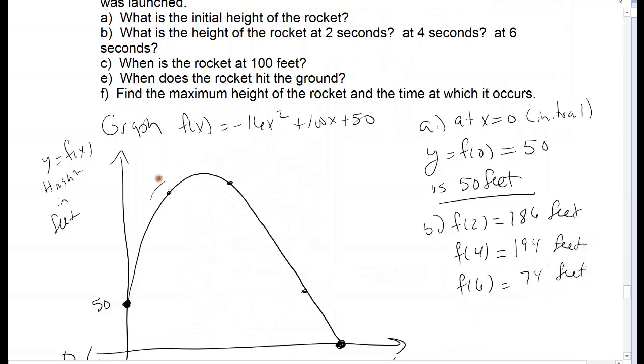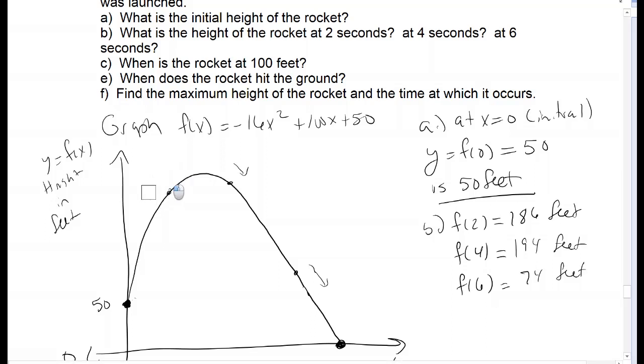So at 2 seconds, it's still moving up. But by the time 4 seconds went by, it was higher than at 2 seconds, but now it's on its way down. 6 seconds later, it was way on its way down. It was only 74 feet, a little bit higher than what I have it drawn because 50 is there. Alright, so 2 seconds, it was 186 feet. 4 seconds, it was 194 feet. 6 seconds, it was at 74 feet.